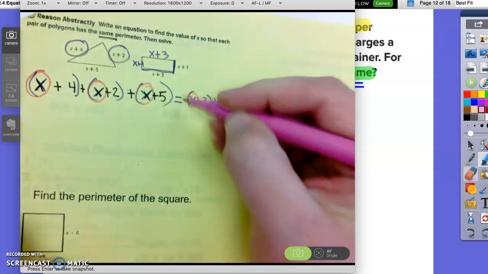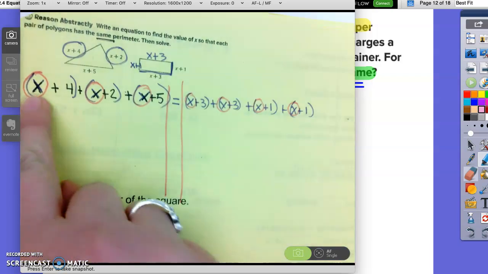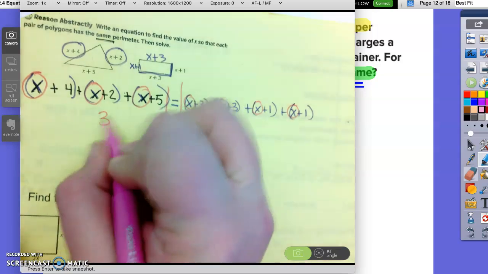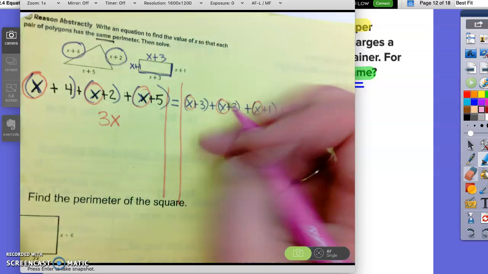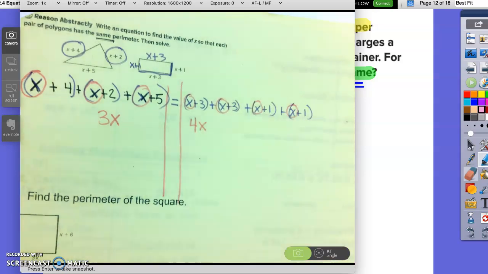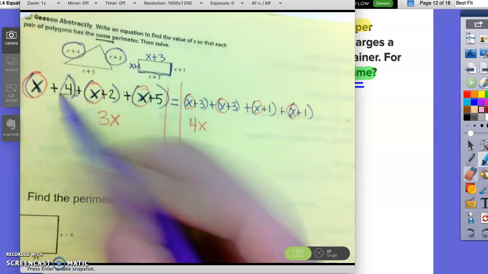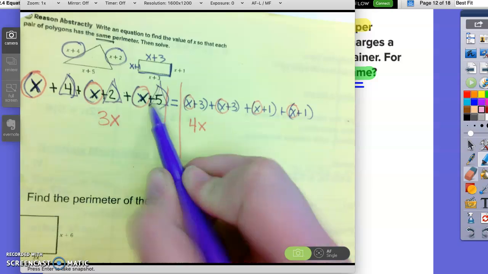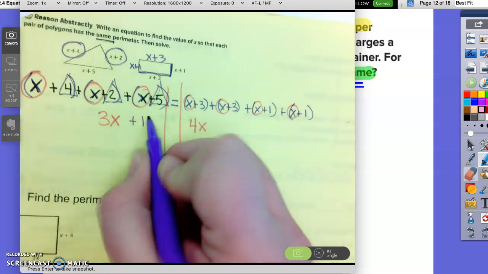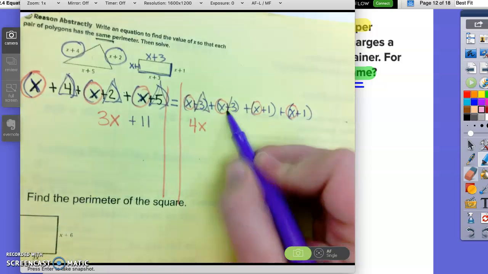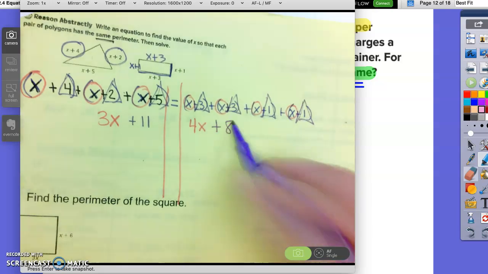And remember, you have to stay on each side of your equal sign. So on this side, I have how many x's? 1, 2, 3. So I have 3 x's. On this side, I have 1, 2, 3, 4. So 4 x's. Okay, then I'm going to look for just my numbers. So 4, 2, and 5. If I add those all together, I get 6 plus 5, which is 11. And then same here, 3, 3, so that's 6, 7, 8, so plus 8.